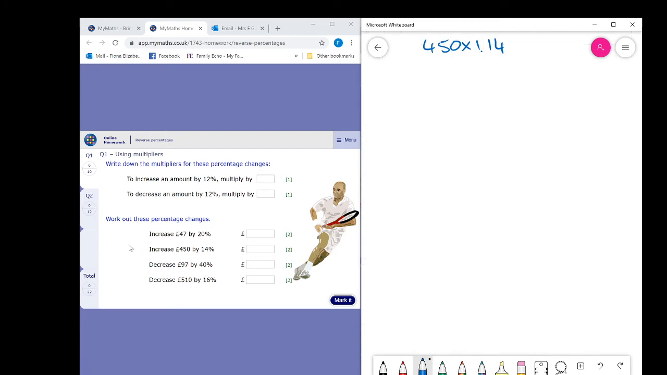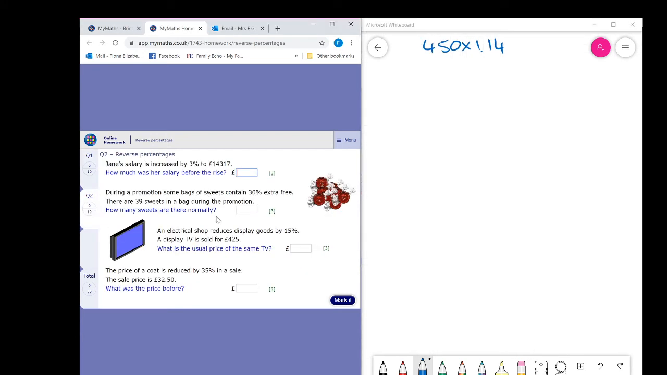For question 2 on the other slide, it's already been increased by 3%.